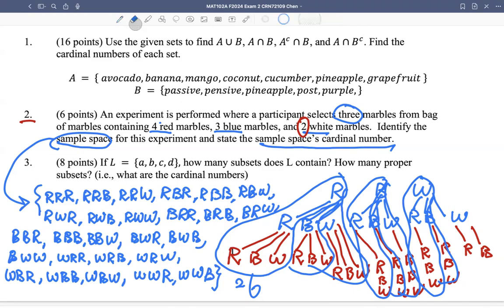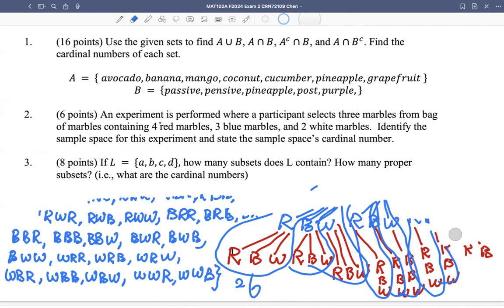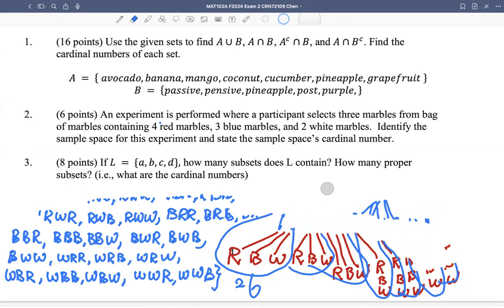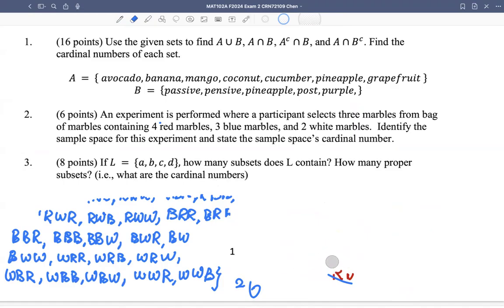Now I need to erase them to give me space. Okay, let's see the third one. We are given a set containing A, B, C, D, 4 letters. We will ask how many subsets we have. Remember, the number of subsets is 2 raised to the cardinal number of the set. Since we have 4 elements in the set, the cardinal number is 4. So how many subsets?